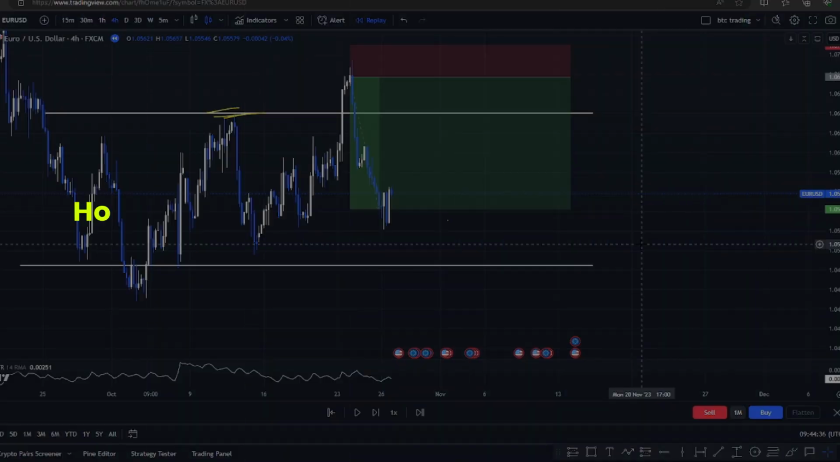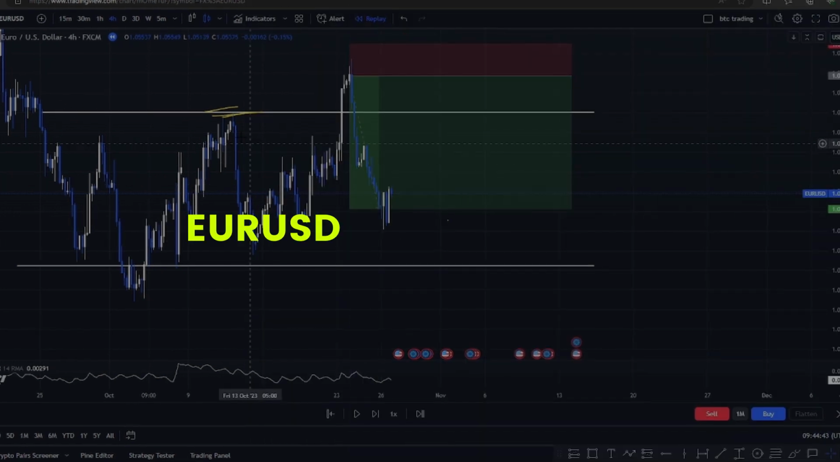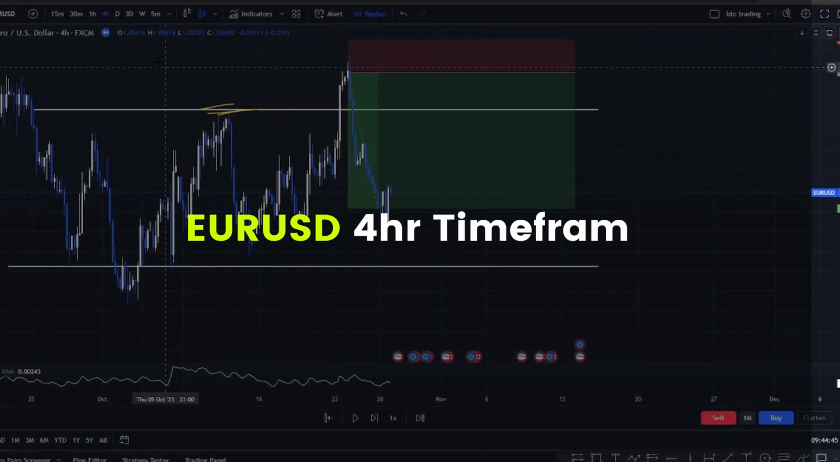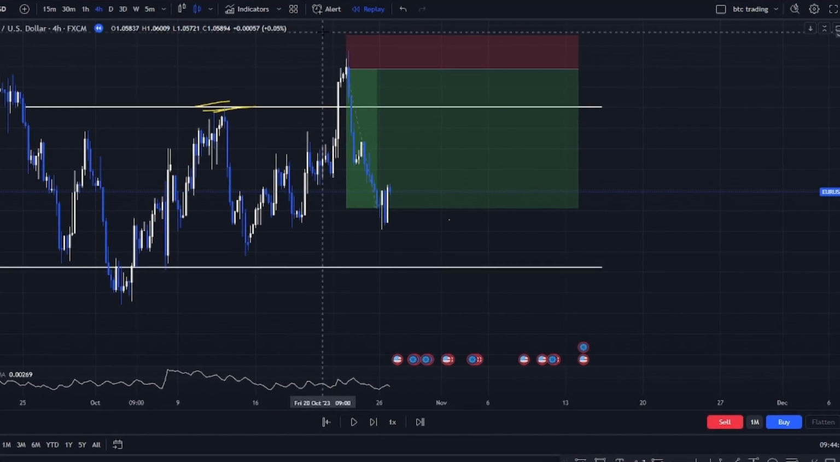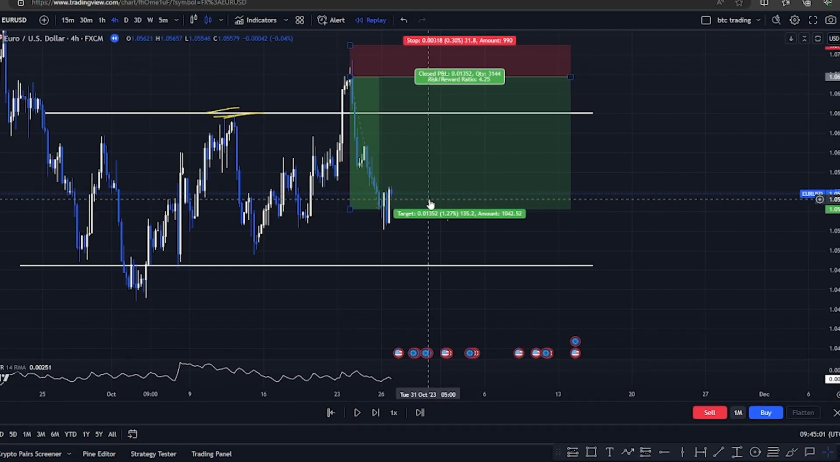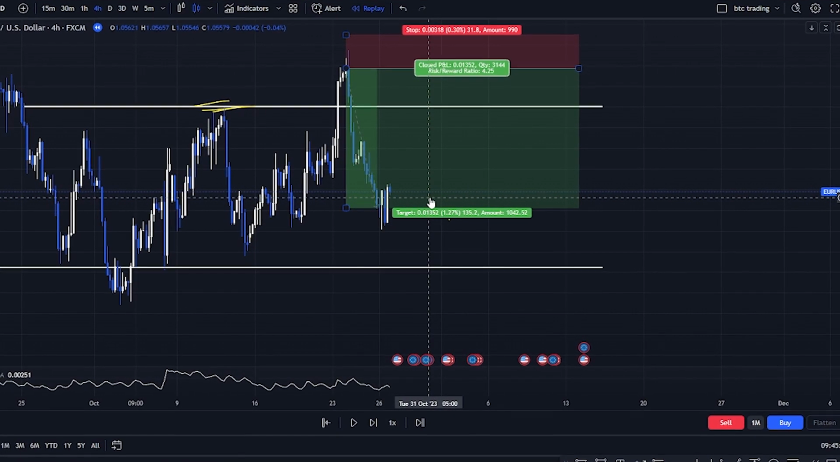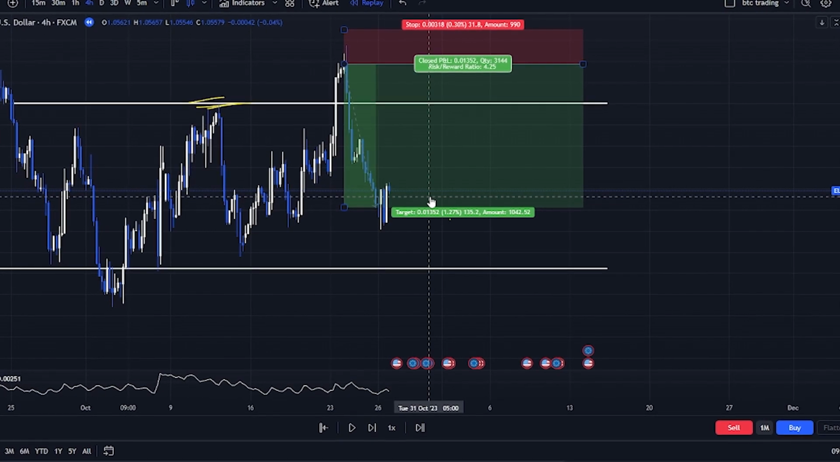Now coming on to our second subtopic, that is how would a confirmation trader trade ranges at a higher time frame level. So let's look at a previous example of the Euro USD chart. At the 4-hour you can see it liquidity swept and the aggressive trader took an aggressive trade of 5 hours. So now let's zoom in onto the lower time frame chart such as the 30-minute and find out how a confirmation trader would have entered a trade here.